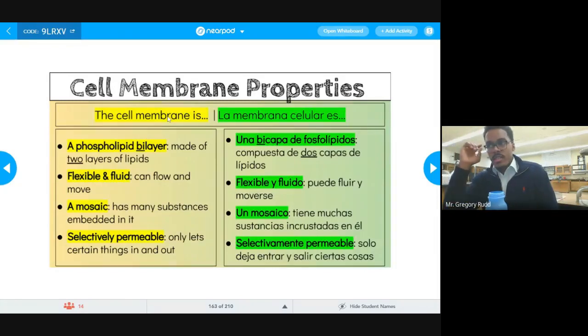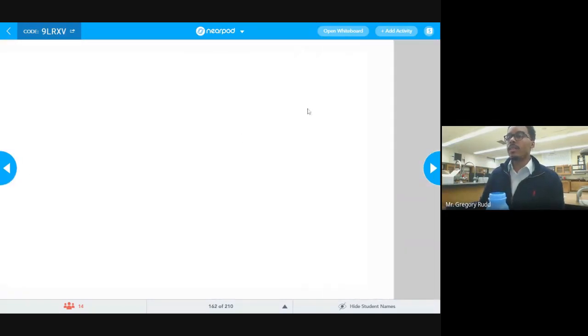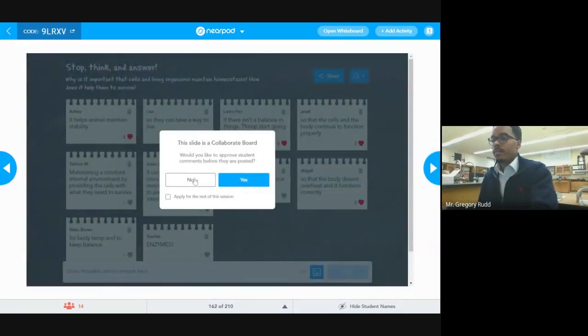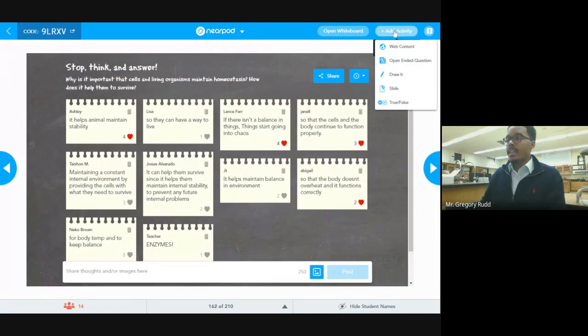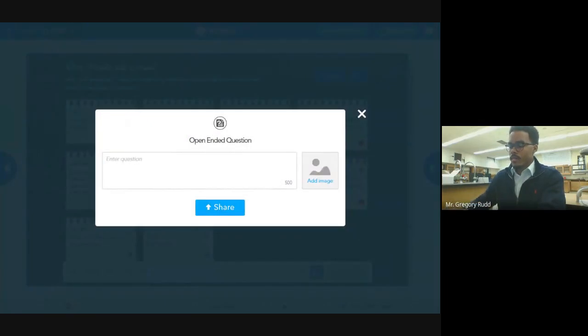So here are the properties of cell membranes that we discussed. There are four important properties. Actually, let me go back really quickly. I'm going to add an activity here, a question.